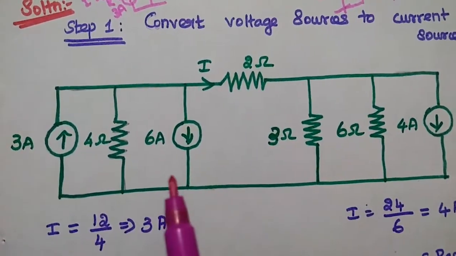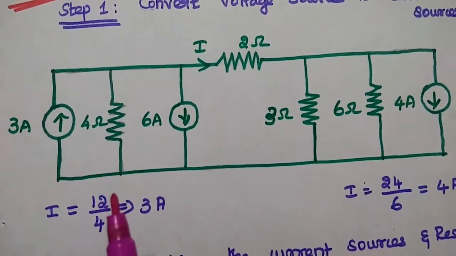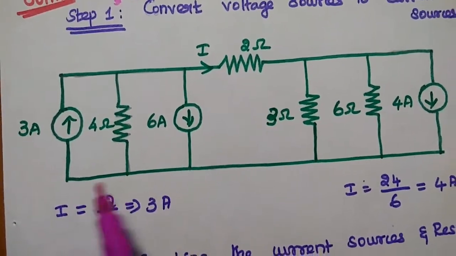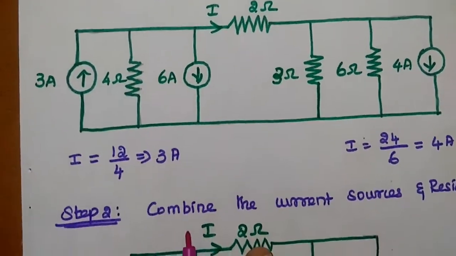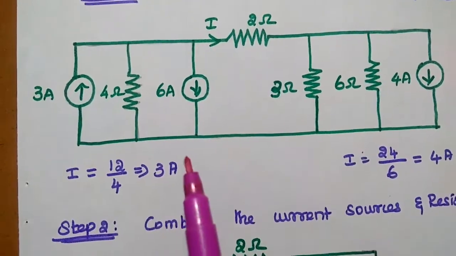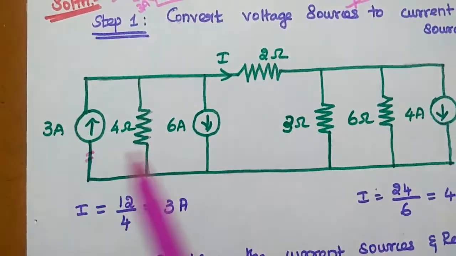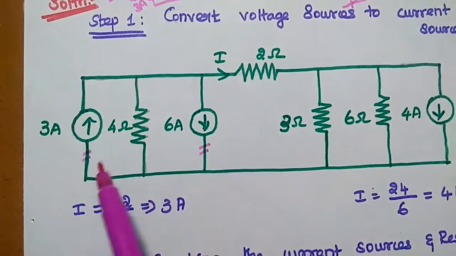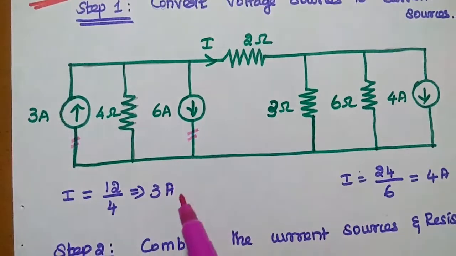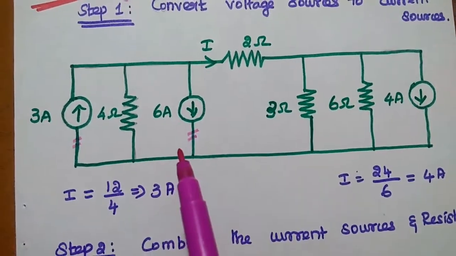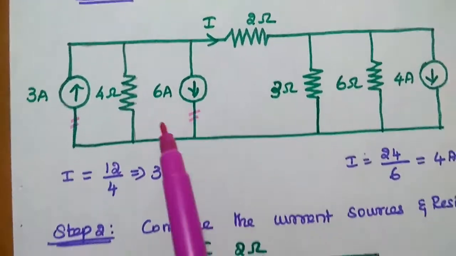So now we have converted the voltage sources to current source like this. Correct? This is the first current source. This is the second one. This is the third one. So in the next step, we are going to combine the current sources and resistances. Here, one current source is here, another current source. Both are in parallel. In parallel, we can add the currents together. Correct? So here we are going to combine these two current sources together.